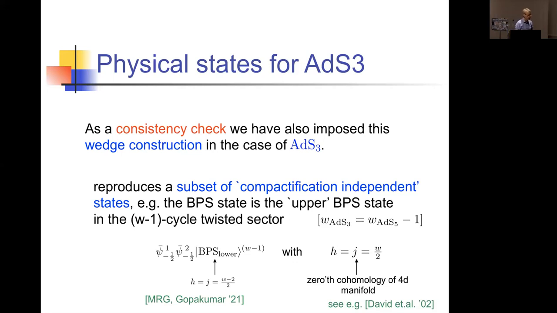And if you run through this wedge construction, you do indeed see a certain part of the spectrum. In particular, you see the upper BPS state from the w-cycle twisted sector, and that is the one that's associated with the 0th cohomology of the additional 4D manifold, i.e. it's independent of whatever this manifold is. It's just associated to a point on this manifold. So this works quite nicely.